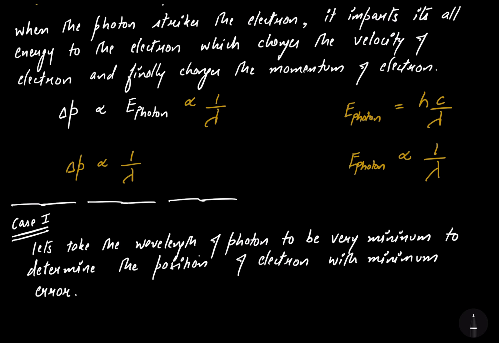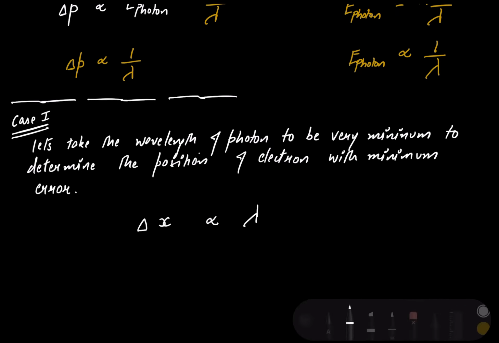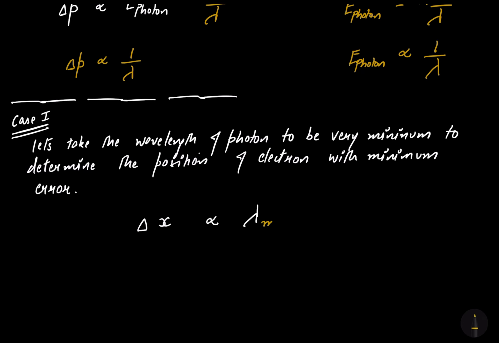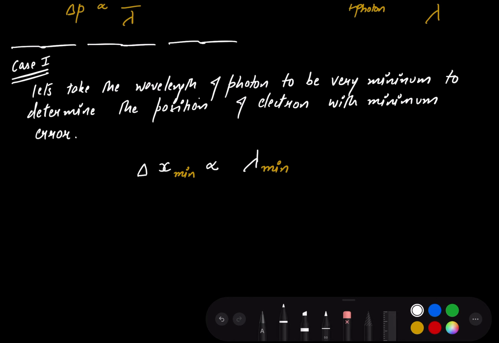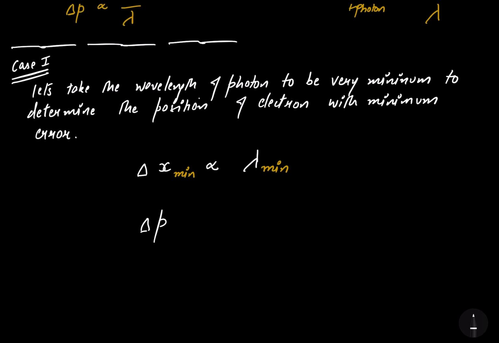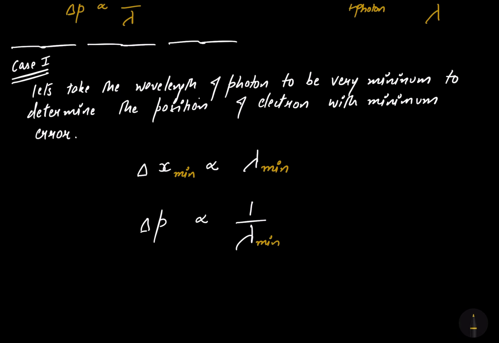With minimum error. So let's talk about it. We know that the change in position of the electron is directly proportional to the wavelength of the photon which is striking that electron. If we take this wavelength to be very minimum, we will also get the uncertainty in the position of the electron to be very minimum. But due to which what will happen? We also know that the change in momentum is inversely proportional to wavelength. If we take wavelength to be minimum, because of inverse proportionality, the change in momentum will be maximum then.